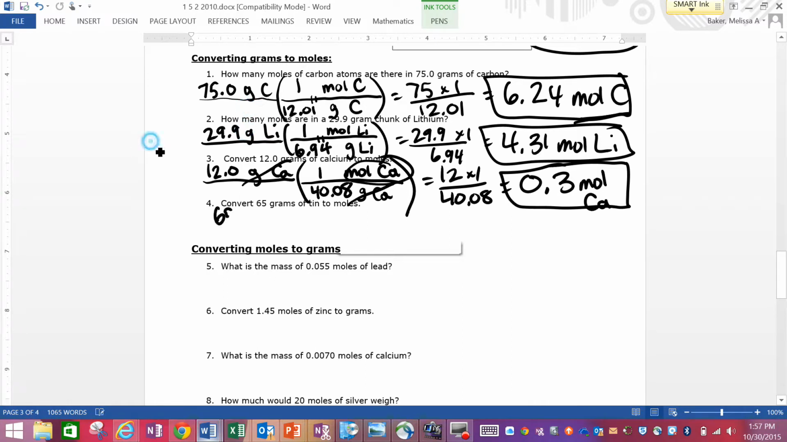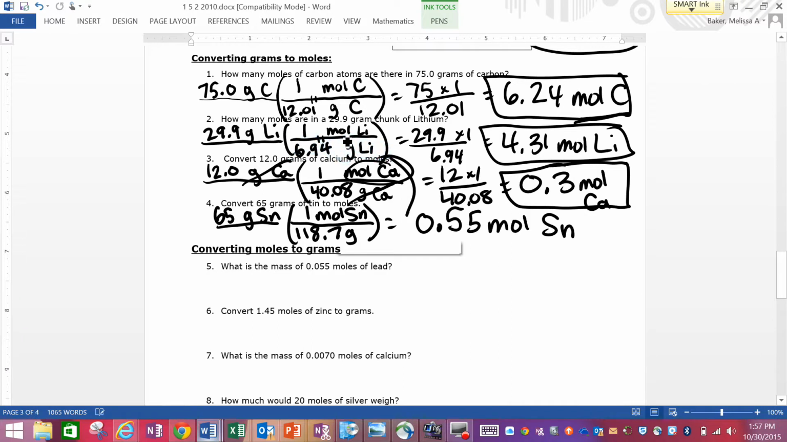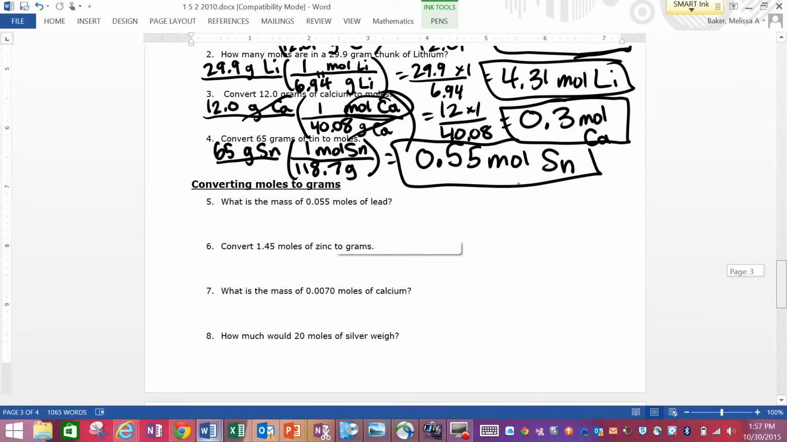Last one, 65 grams of tin. Get this into moles. Looking up tin's molar mass, it's 118.7 grams for every 1 mole of tin. Multiply across the top, divide by the bottom, that's 0.55 moles of tin. So hopefully you're feeling pretty good about converting grams to moles using dimensional analysis.